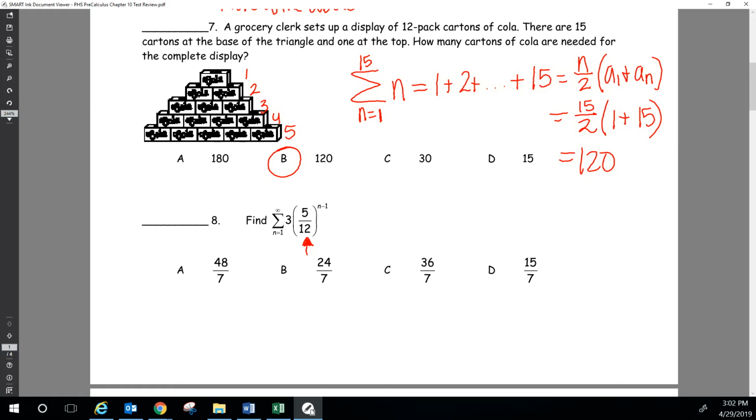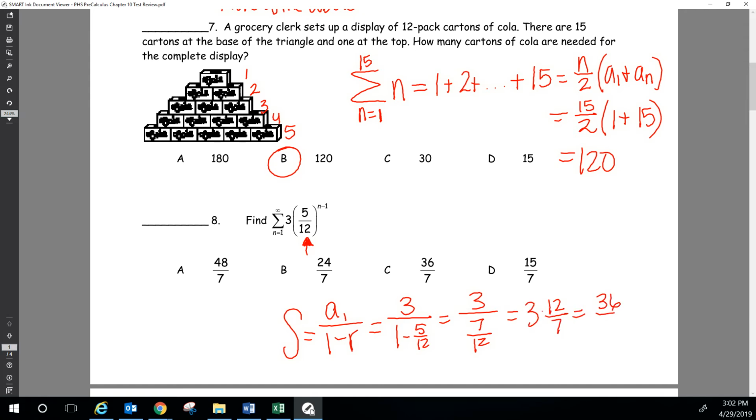Since this guy is less than 1, then the sum for this guy is going to be the first term over 1 minus our common ratio. Our first term in this case is 3, because we are starting at 1 here, over 1 minus our common ratio. That's going to be 3 over 7/12. Find your common denominator and subtract there. When you divide something by a fraction, you're going to multiply by the reciprocal of that fraction, which is going to give you 36/7. So that would be C.